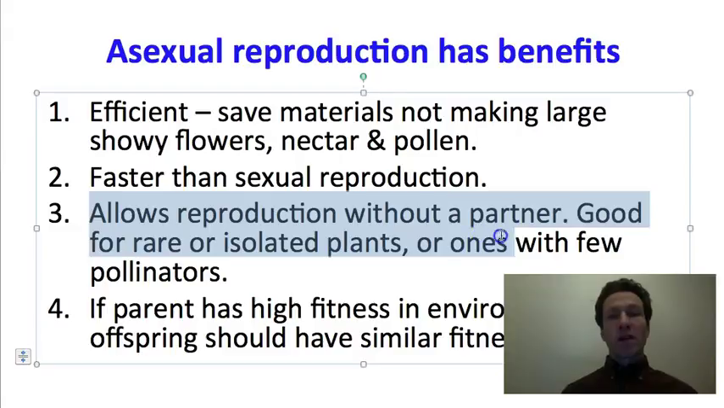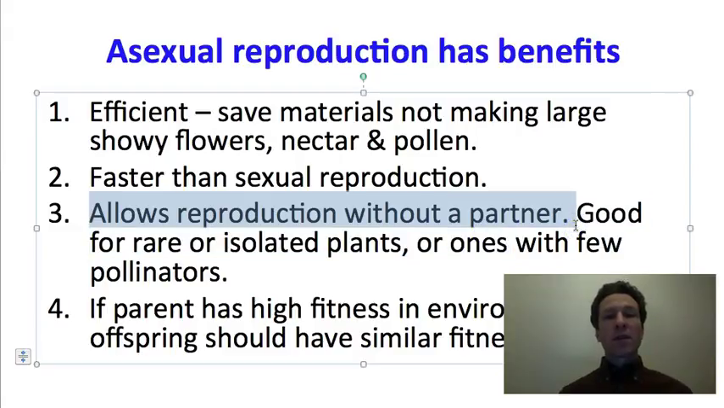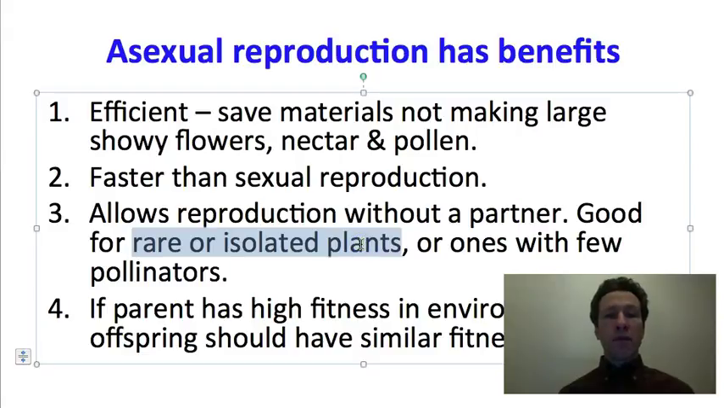It also allows reproduction without a partner. For animals, this is not as large of a problem, but for plants, because they can't move around, it's hard for them to find partners. They need to find a pollinator in order to do so, and that pollinator has to find another plant of the same species. And so for plants that are rare or isolated, they might not ever get pollen from a different individual. And so asexual reproduction can let them reproduce without the requirement for this.